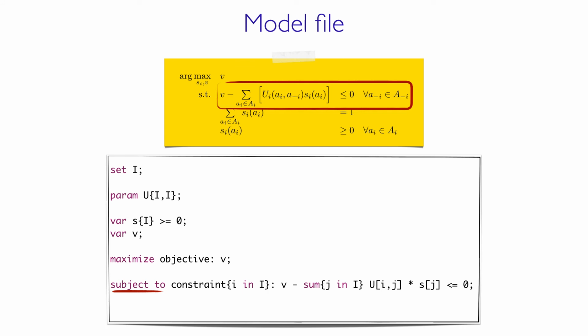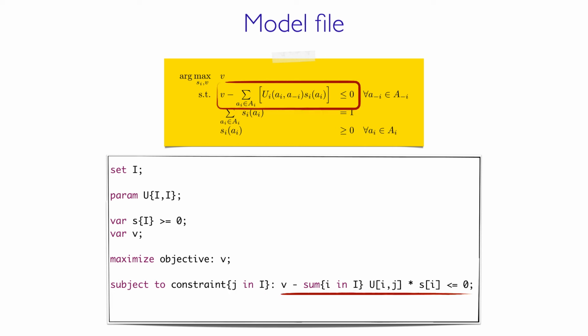Then we define the constraints. Each constraint is introduced by the keyword subject to, followed by an optional constraint name. We call the first constraint constraint. Constraints are usually organized in two groups. Each group is indexed over some set. In this case, there is a constraint for every action of the player other than I. Thus, constraints are indexed over J in set uppercase I.